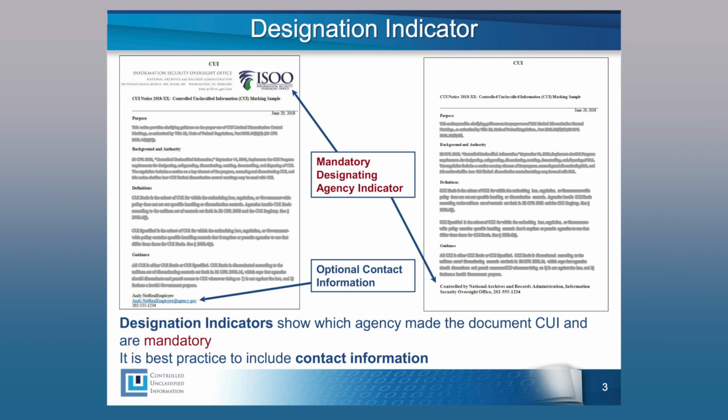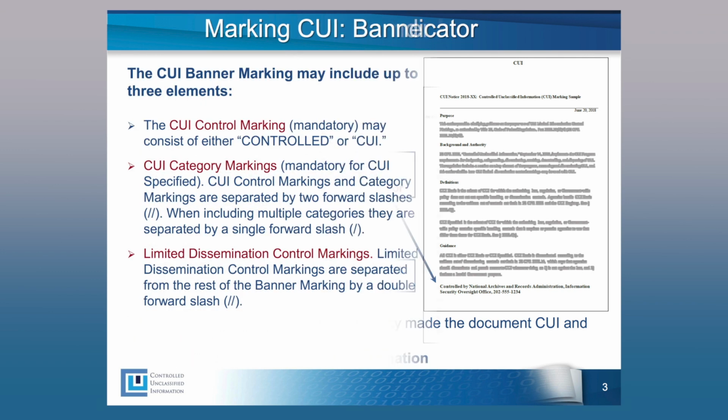The Designation Indicator must identify who originated the CUI and can take various forms, including a letterhead, like the example on the left, a signature block, or a controlled by line, like the example on the right. It is a best practice to include the name and contact information for the specific point of contact from which the document originated. This will allow the receiving agency or individual to easily know who to contact with any questions regarding security and proper handling of the CUI.